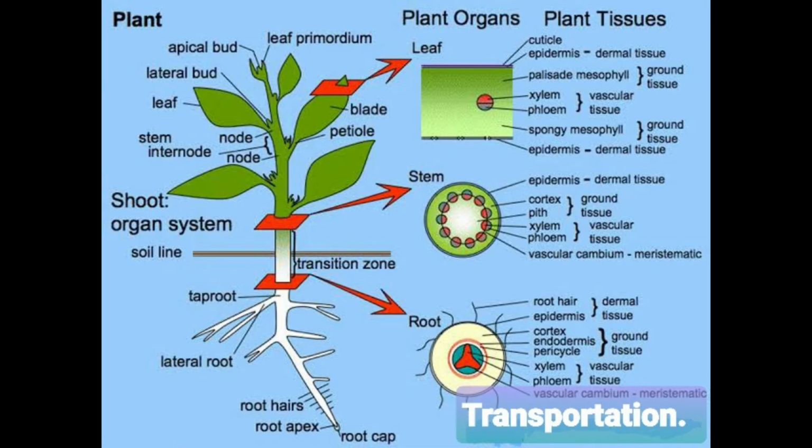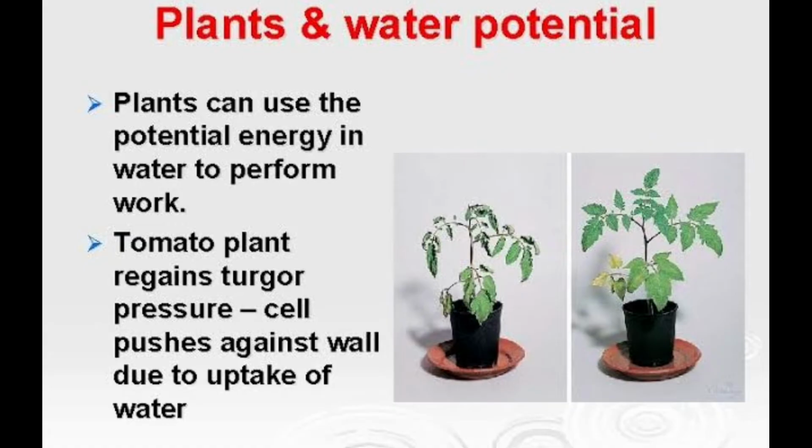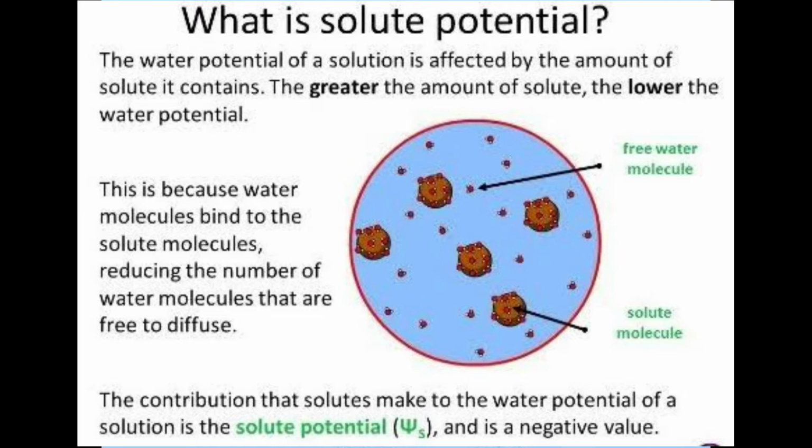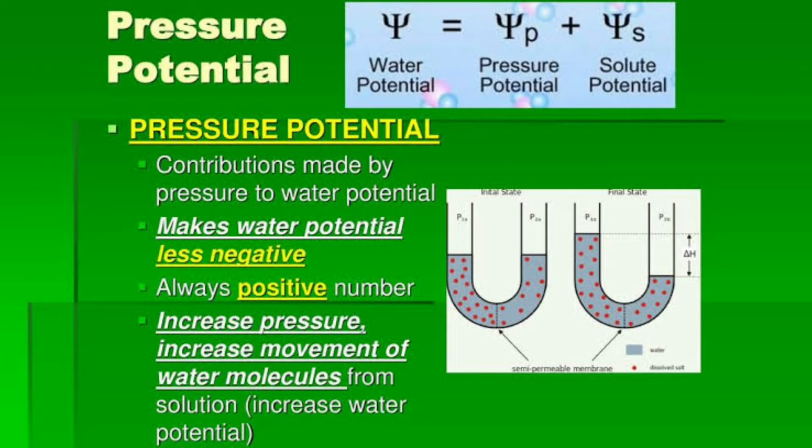Keep aside this transpiration definition, one point. And then we are moving to another topic, water potential. Water potential also comes under the topic of plant water relations. What is water potential? To understand plant water relations, the concept of water potential is very important. Apart from water potential, there are also solute potential and pressure potential.